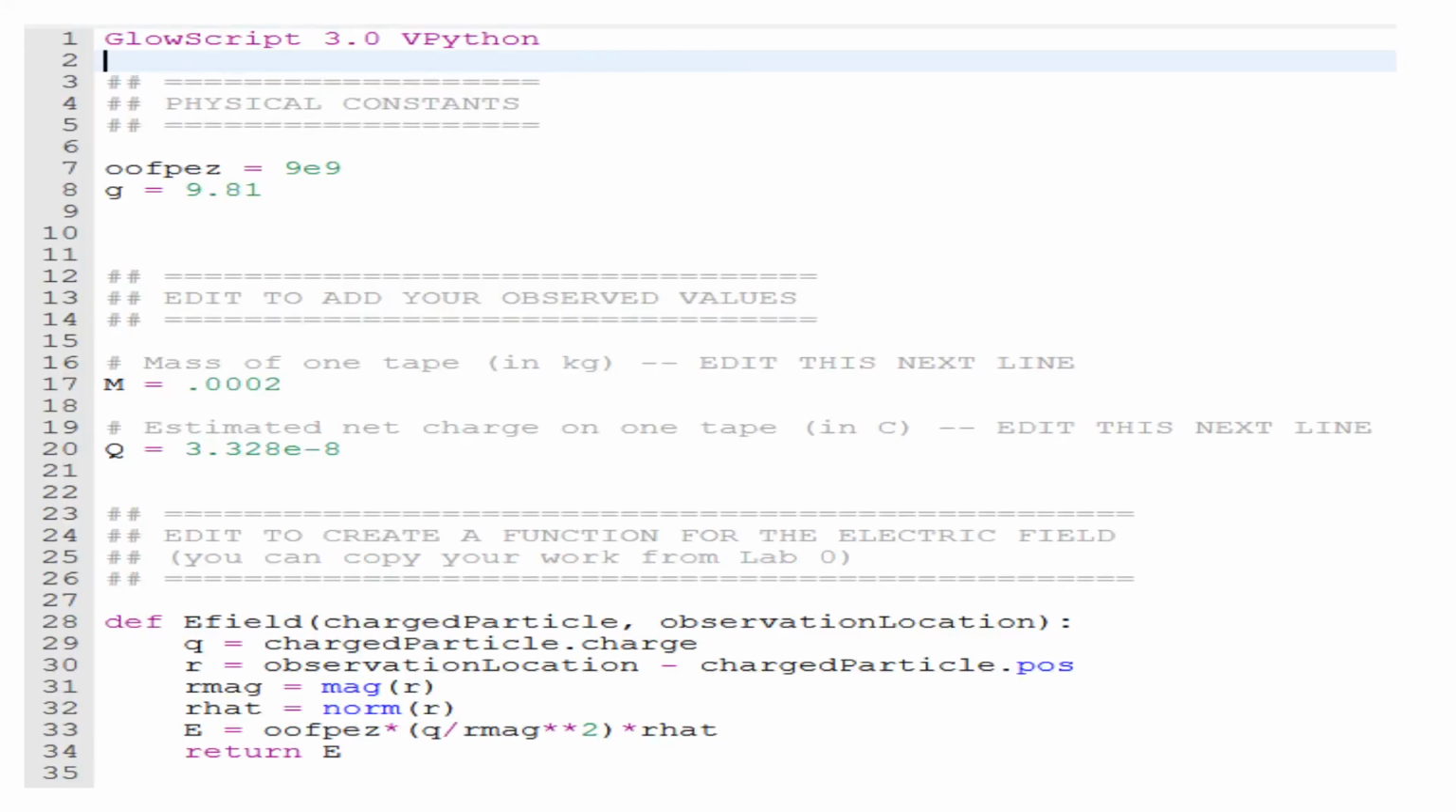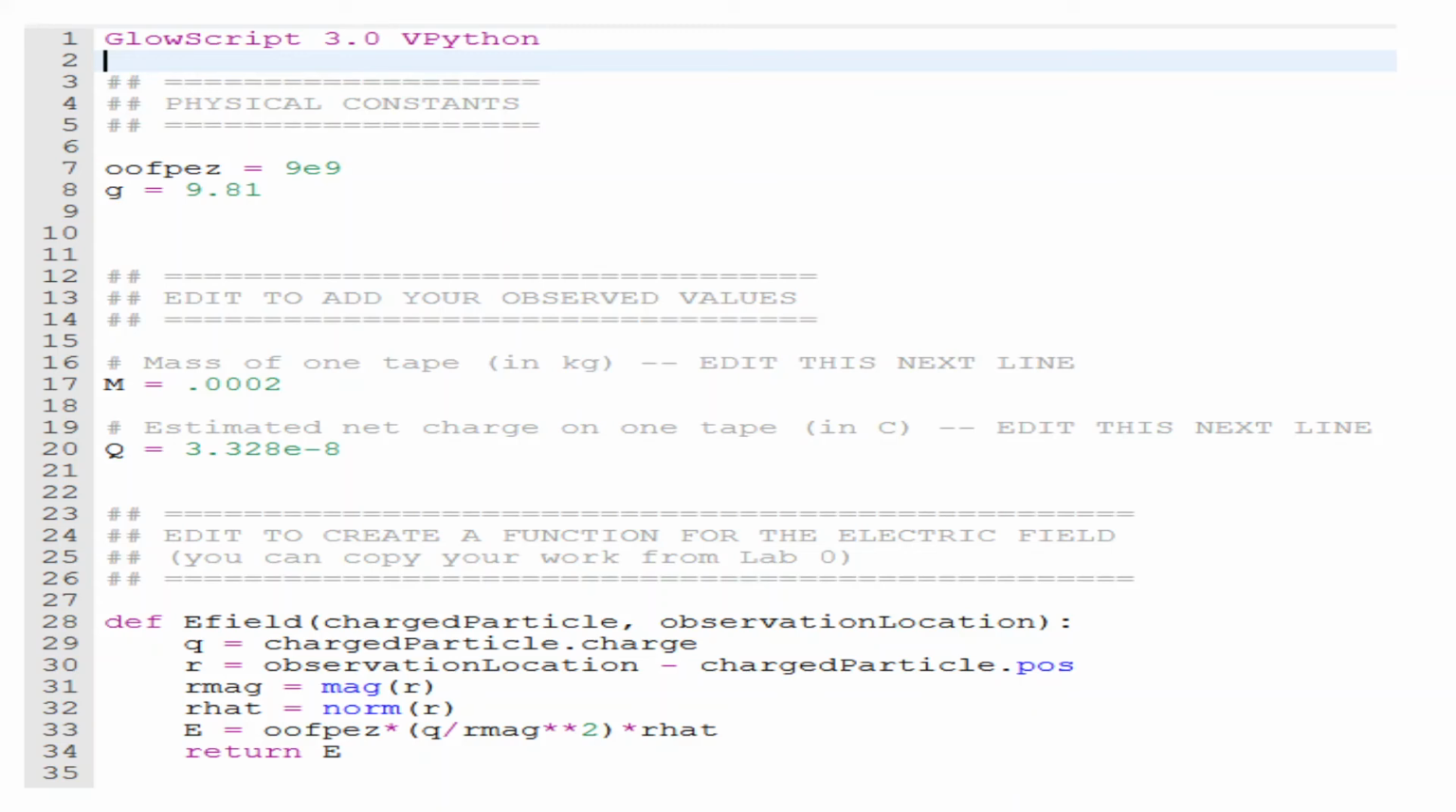So here's the GlowScript code. First, I put in the constants, that is 1 over 4 pi epsilon, and g equals 9.8. Then my measurements, and then the estimated net charge of one tape. That was done using calculations. And then on the bottom we can see that this is the E field of one of the charged particles.